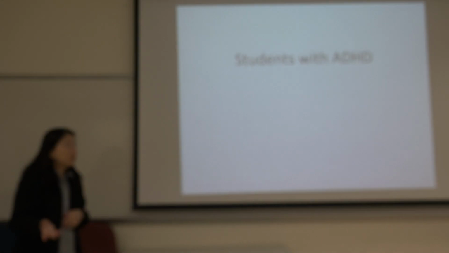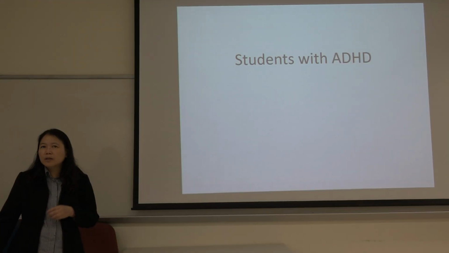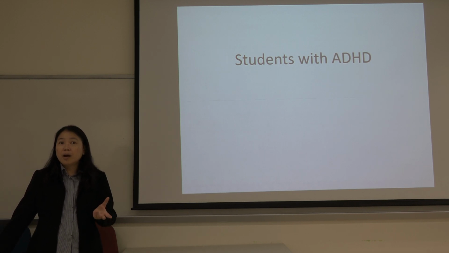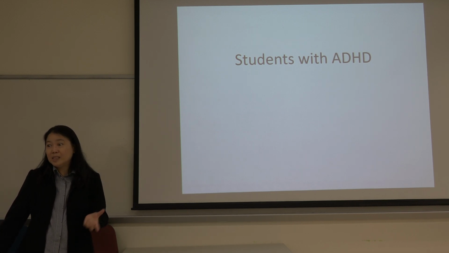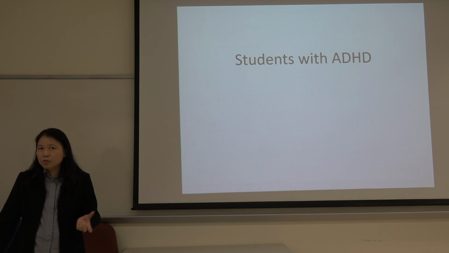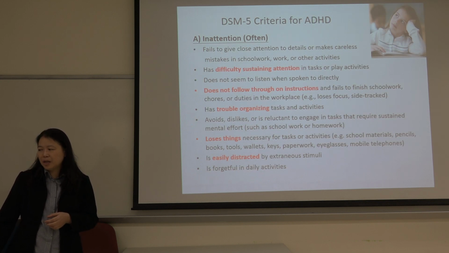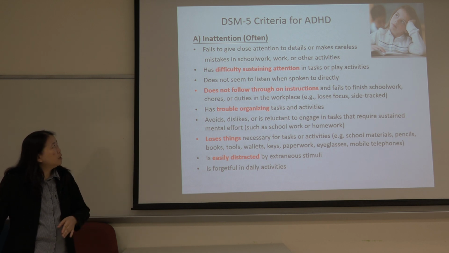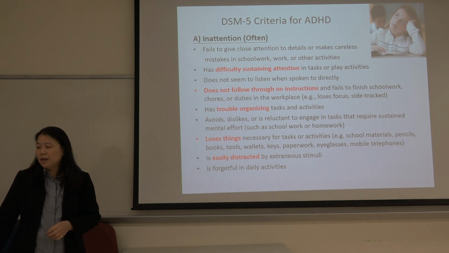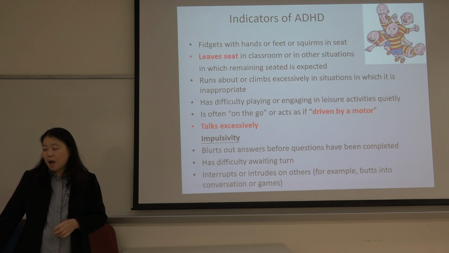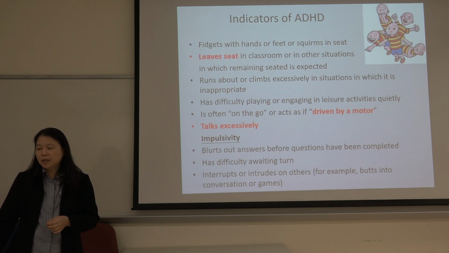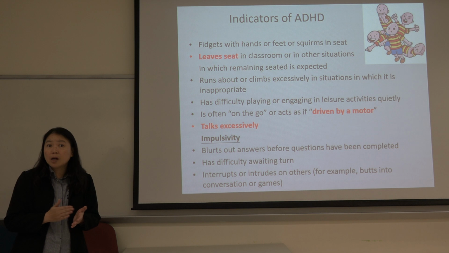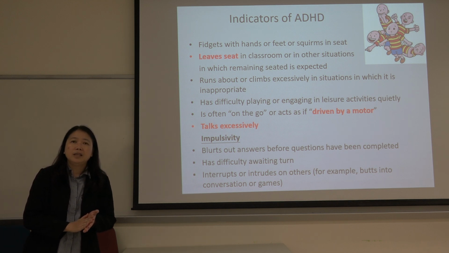next one, students with ADHD. This one, I think teachers are more familiar with because they see them and they have behavioral issues, hyperactivity, and things like that. In the DSM-5, these are the definitions, symptoms of inattention, hyperactivity, and impulsivity. Okay, there are basically 3 types of children with ADHD.